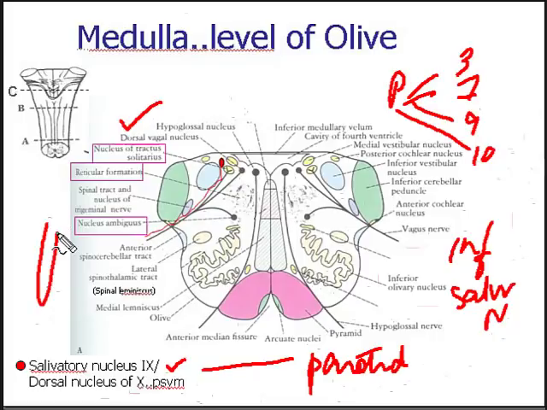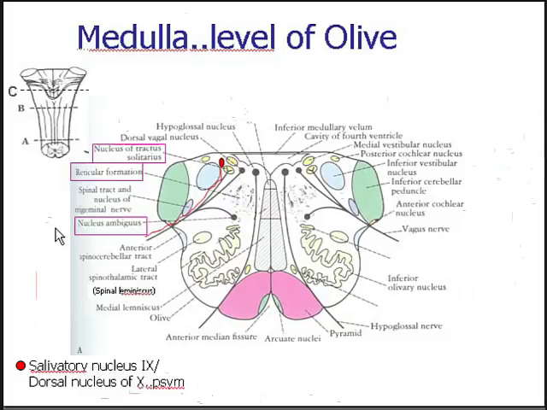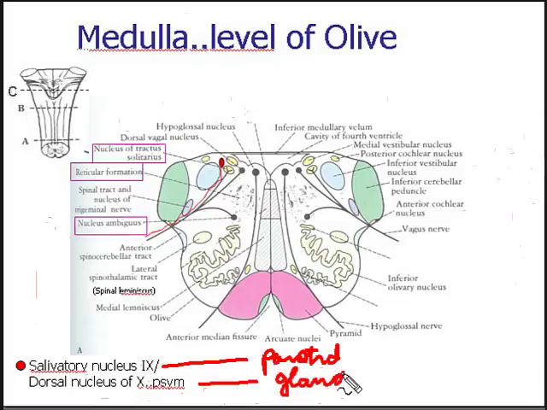So at this level, you see the inferior salivatory nucleus, which is the parasympathetic component of 9th for supply of the parotid gland. The dorsal nucleus is the parasympathetic component which travels with the 10th, and it goes to supply glands in the gastrointestinal tract. And then we also see at this point, we see the vestibular and the cochlear nuclei.